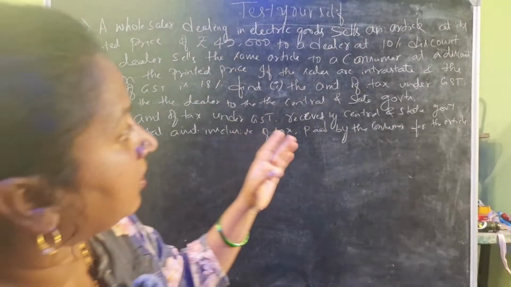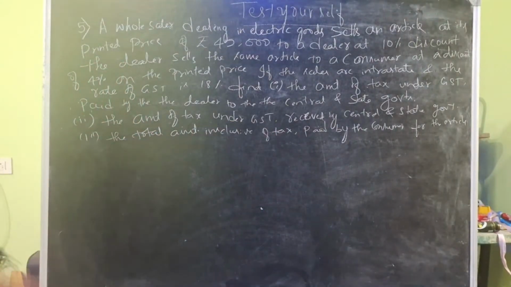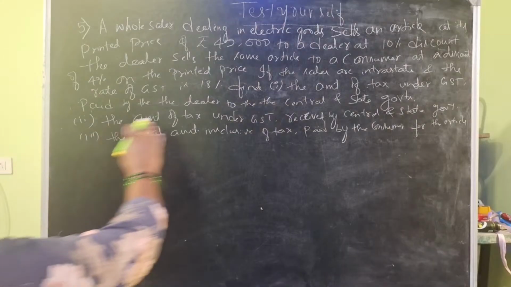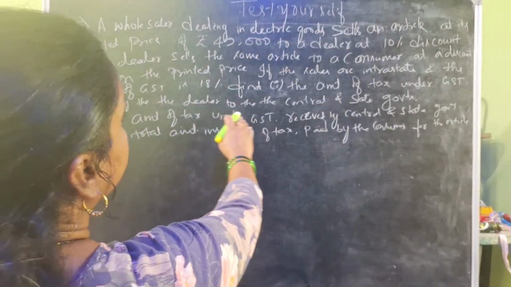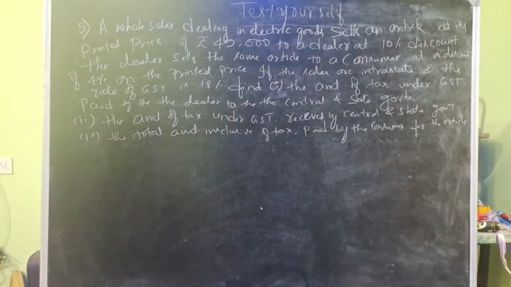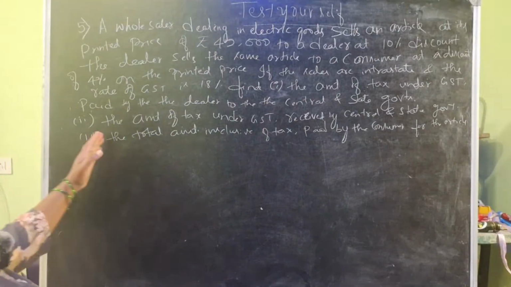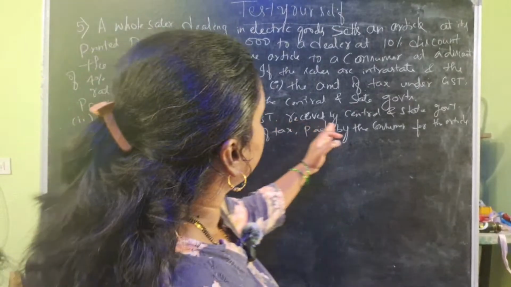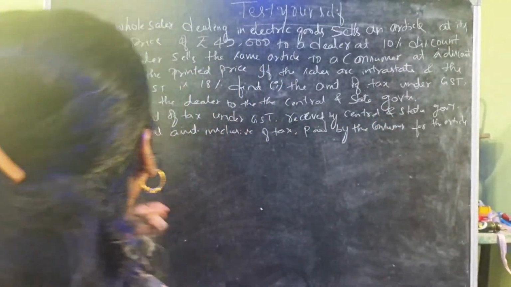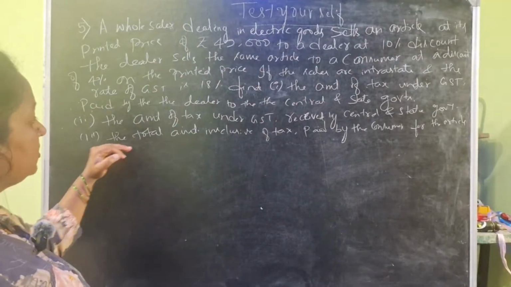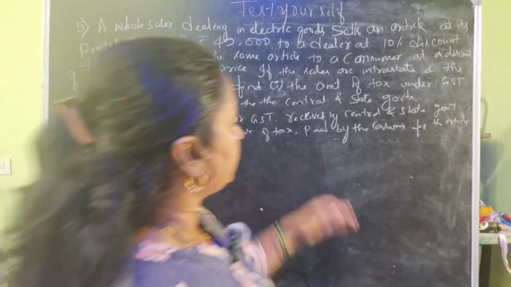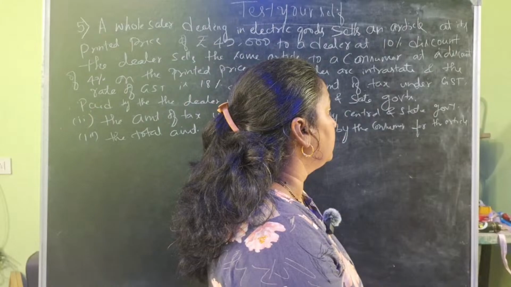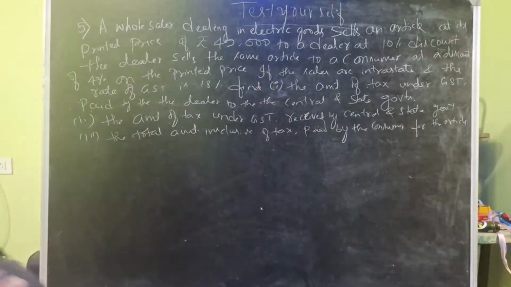If the sales are intrastate and the rate of GST is 18%, find the amount of tax under GST paid by the dealer to the central and state government, and the amount of tax under the GST received by central and state government. And the third question is the total amount inclusive of tax paid by the consumer for the article.